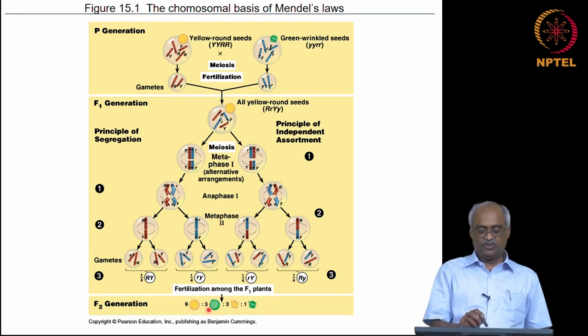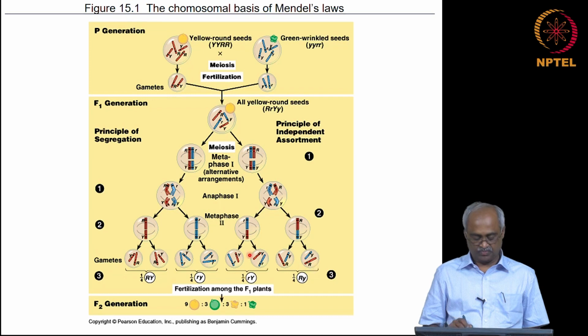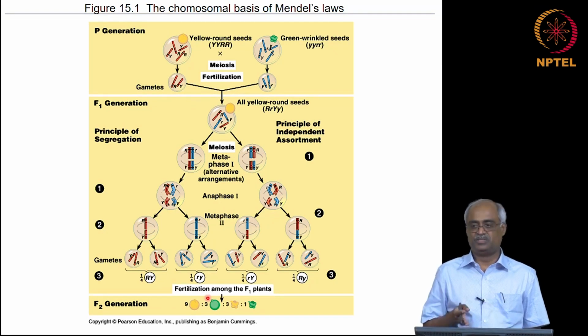So if you assumed color is on one chromosome and shape is on another chromosome, and follow through this meiotic process, and then you get these gametes, and then if you bring it to the F2, then you will find they follow the same ratio as Mendel's experiments.